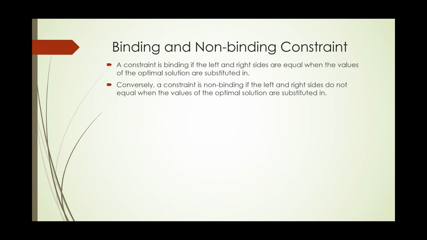The binding and non-binding constraints. A constraint is binding if the left and right sides are equal when the values of the optimal solution are substituted in. Conversely, a constraint is non-binding if the left and right sides do not equal when the values of the optimal solution are substituted in.